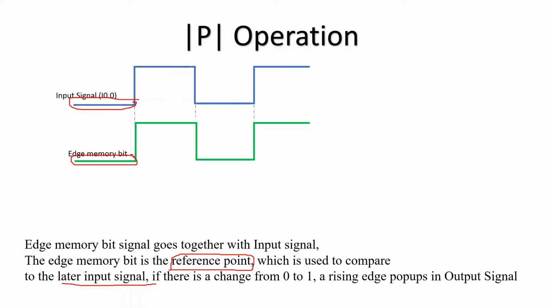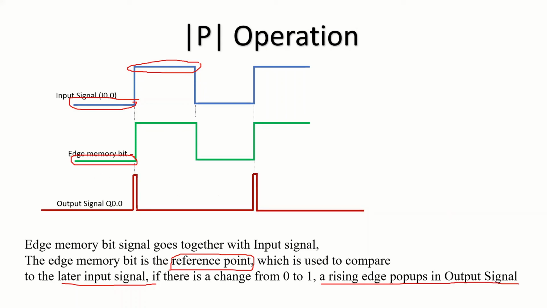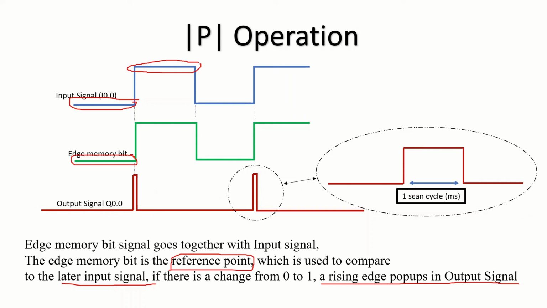At first the input signal is 0, but when the input signal is set to 1, in case we press a push button or a sensor is working, the input signal goes to 1, and at this time the system instruction will compare the edge memory bit to the current input signal. If there is a change from 0 to 1, a rising edge pops up in the output signal. You can see here, the output signal will last for 1 scan cycle in milliseconds. It's really fast. We can't even know that it happens.